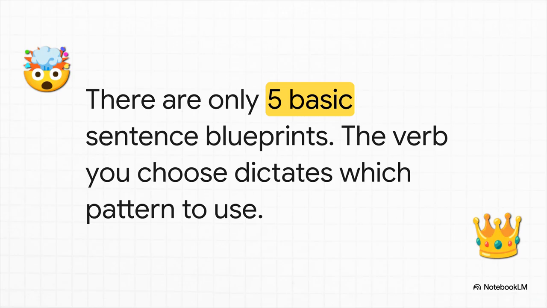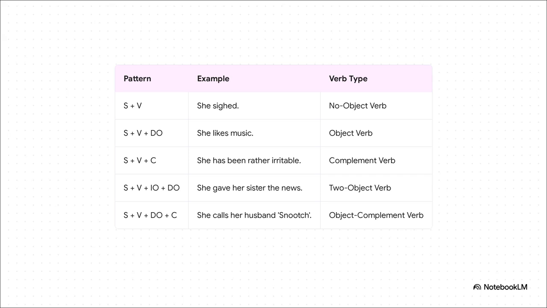And here's the secret. The verb you pick is the boss. The verb is what decides which of the 5 blueprints you have to use. And here they are, the 5 master blueprints. You can just see the logic, right? They start simple and they build. Pattern 1 is as basic as it gets. Subject plus verb. She sighed. Done. But a verb like likes, well, it needs an object.